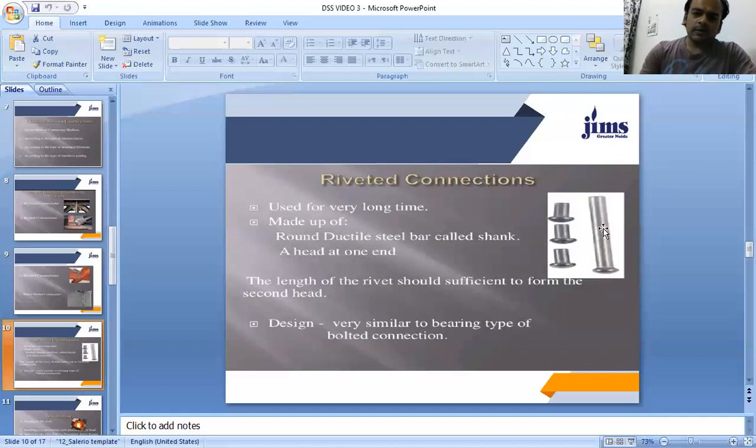How is the riveting done? We insert this rivet through the plate where the connection has to be made, and we do hammering over this side. So what happens is a head appears on this side and connects the members. We can see that later on. This design is very similar to bearing type bolted connections.